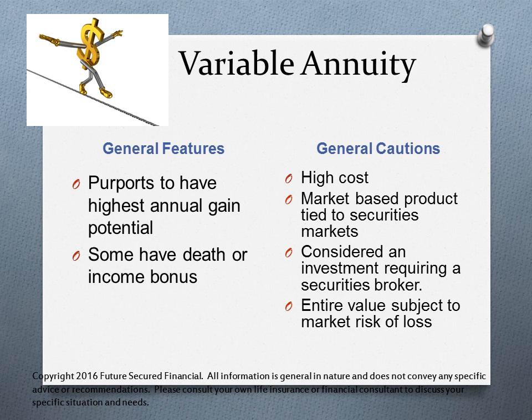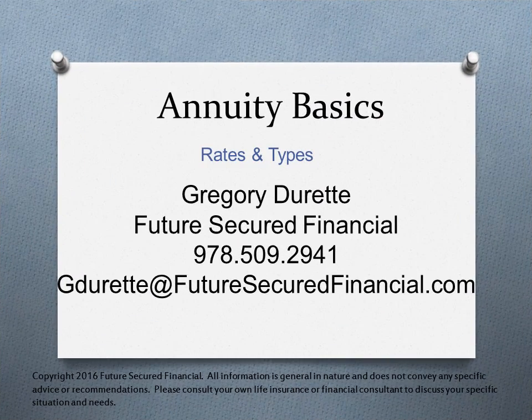I say reasonable gains, strong gains, with a protected downside is a far better place to be, particularly when you're working with money earmarked for your retirement. So that's Annuity Basics, rates and types.